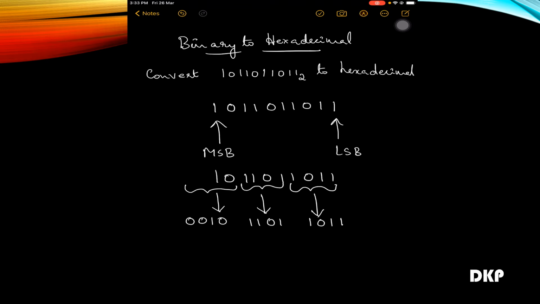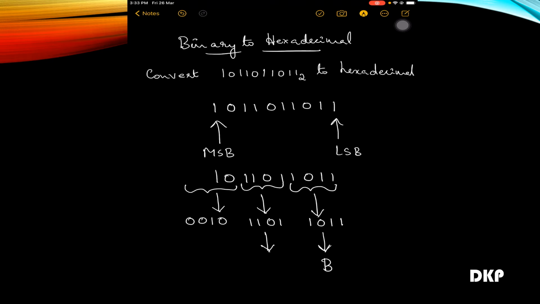Now you have to write the hexadecimal for these binary groups. What is the hexadecimal for this binary? 1011 is actually B. 1011 is 11, but we don't write 11 in hexadecimal. There is no number called 11 in hexadecimal. B represents 11 in hexadecimal. Therefore, the hexadecimal of 1011 is B.